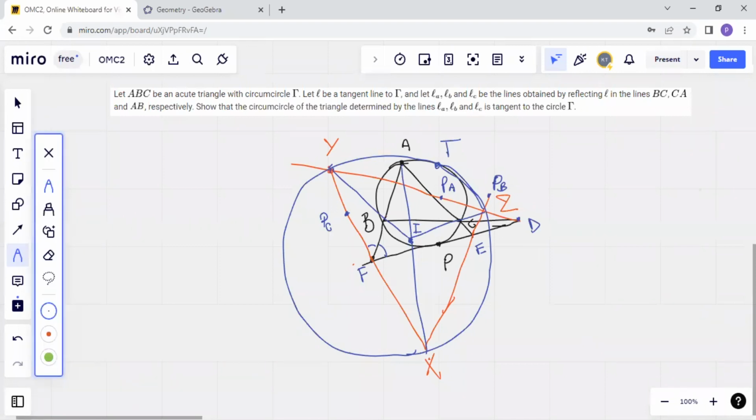Now I'll just give it away because I don't have any time. There's half an hour left. What is angle PA, PB, PC?